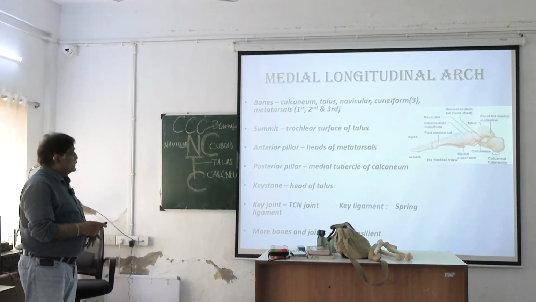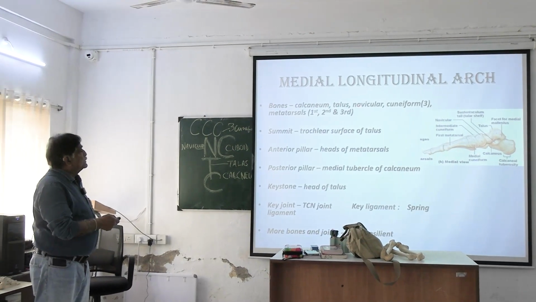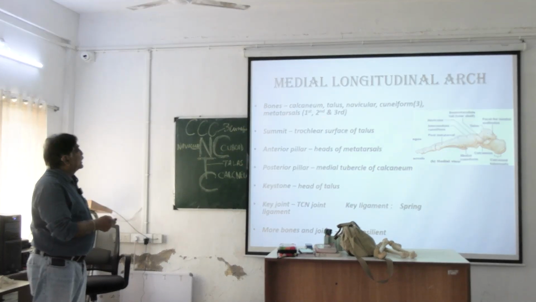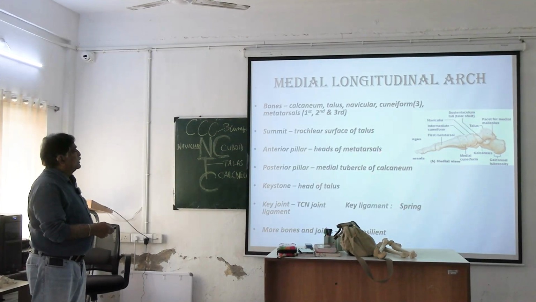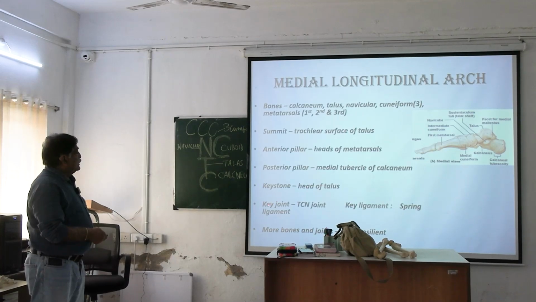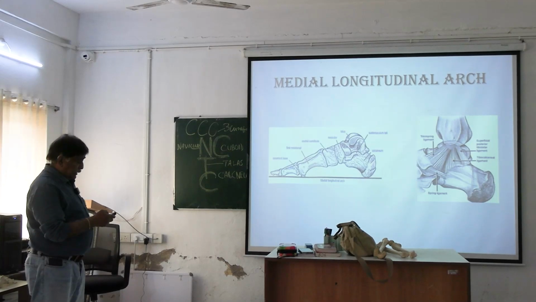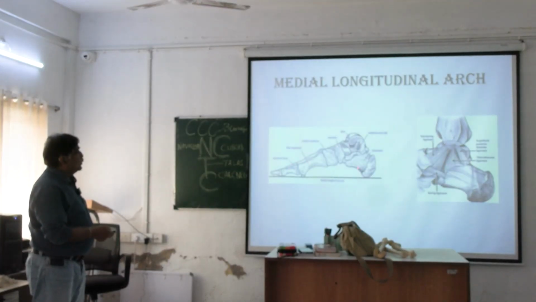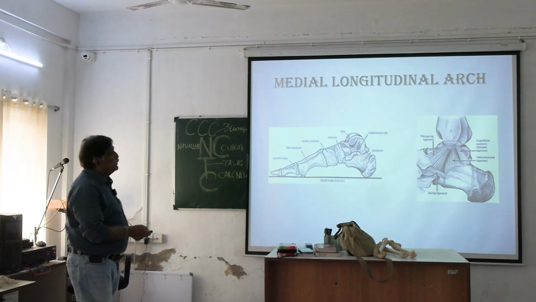Now, the medial longitudinal arch. Bones involved: calcaneum, talus, navicular, 3 cuneiforms, and metatarsals first, second, and third. Summit, the trochlear surface of the talus. Anterior pillar, heads of the metatarsals. Posterior pillar, medial tubercle of the calcaneum. And keystone, head of talus. Key joint, key ligament, spring ligament. The more bones and joints, the more resilient. Now, this is a medial longitudinal arch. You see the bones, and these are the ligaments.